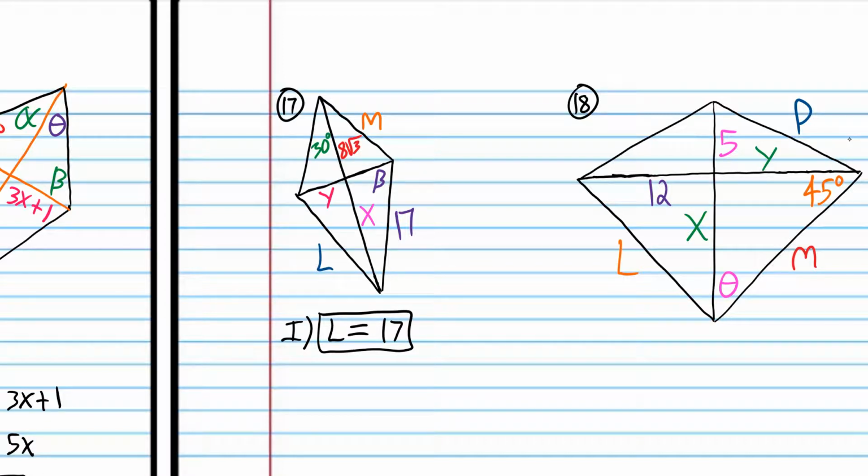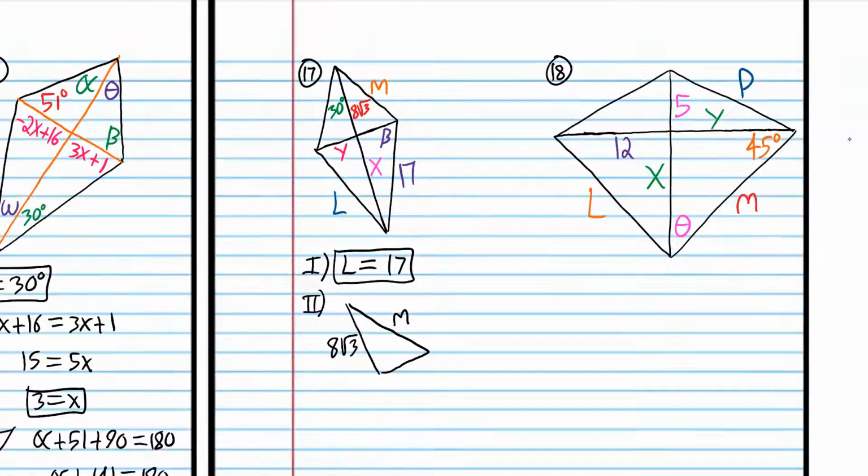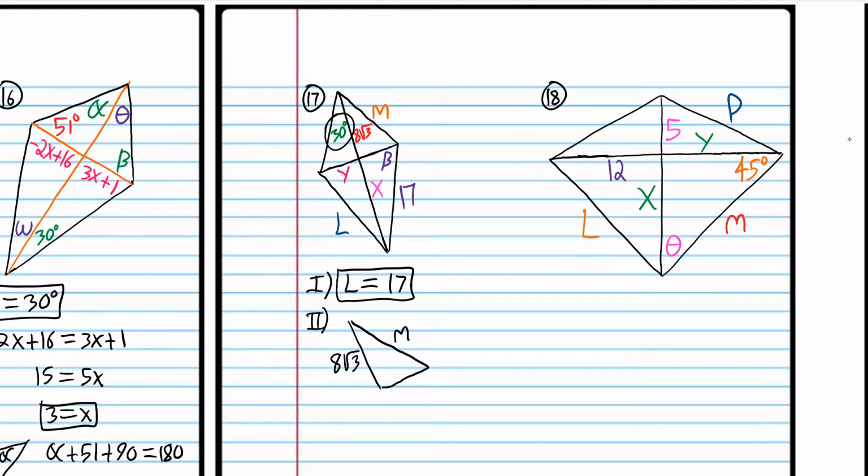Let's see. So I'm going to take the upper right triangle. I'm going to redraw it. And we have M. And we're told that this side is 8 root 3. And so we know that this angle up here is 30, right? And we know that this angle is bisected. Again, that's just one of the theorems. So that means that this angle here must be 30. So I'm going to write that 30 degrees. This angle is obviously 90 because the diagonals are perpendicular. And through the triangle sum theorem, this angle must be 60.